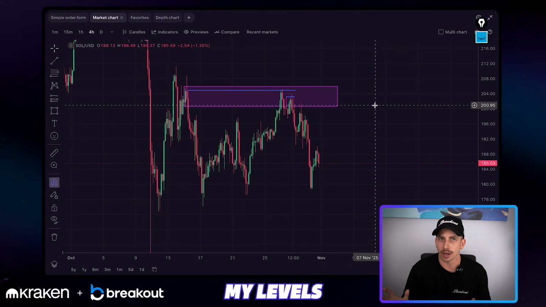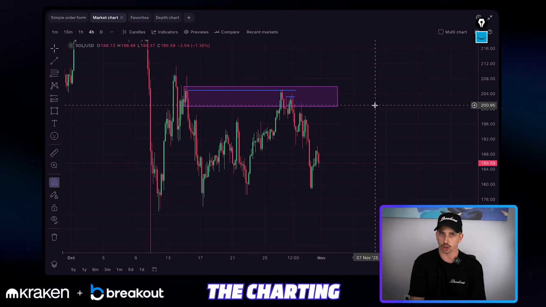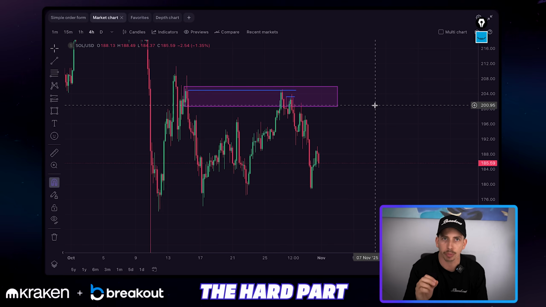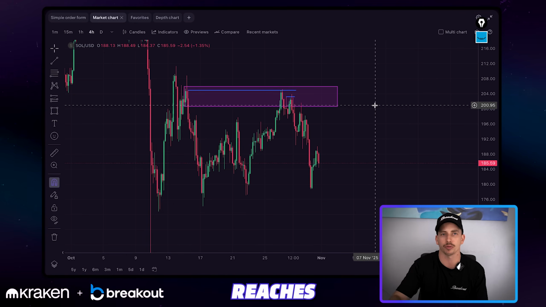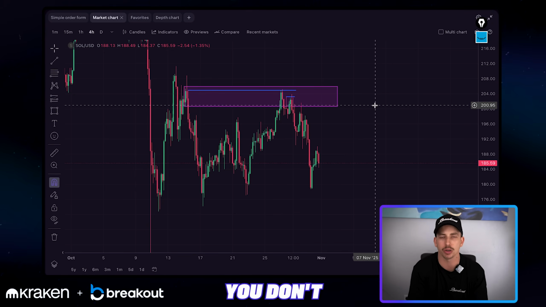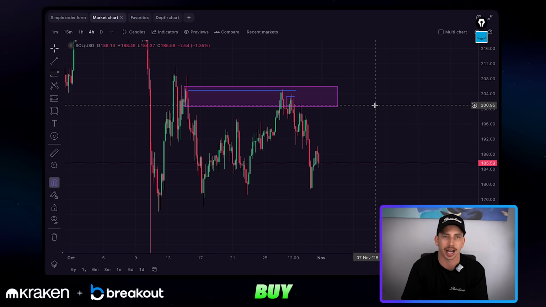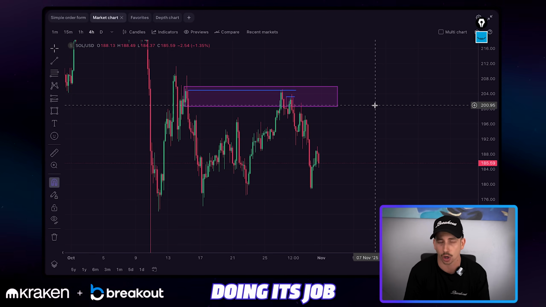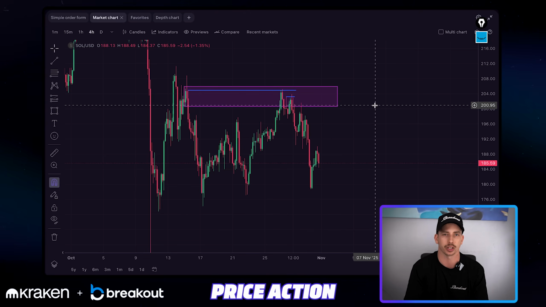So when I'm mapping out my levels in Kraken Pro, the charting part is simple. We covered that in the previous video. The hard part comes when price actually reaches that zone. At that moment, you don't necessarily need to click buy or sell straight away. You want evidence that the level is doing its job. You want to see bullish price action at support and bearish price action at resistance.